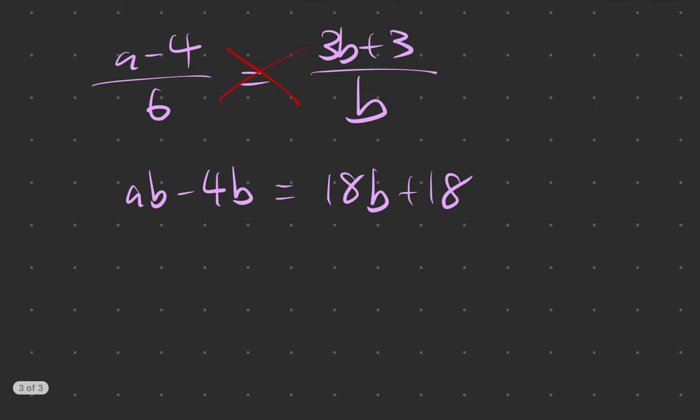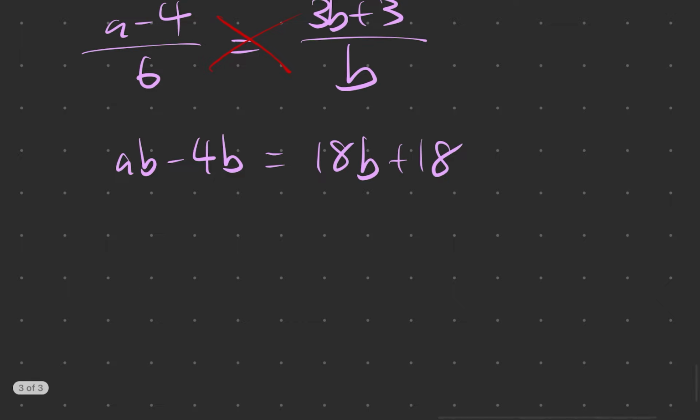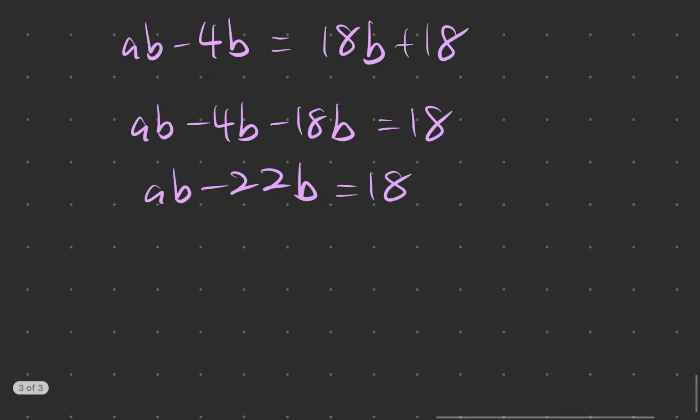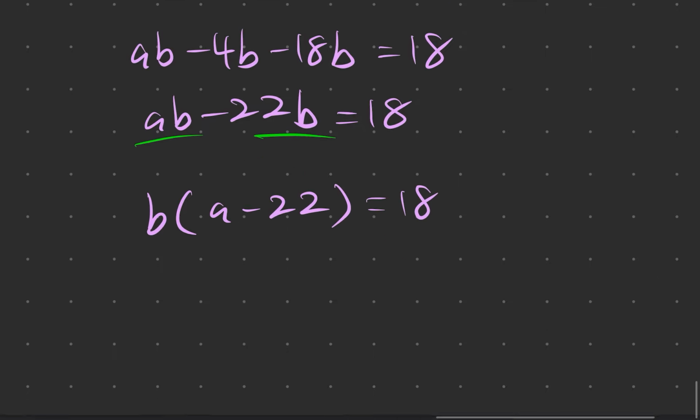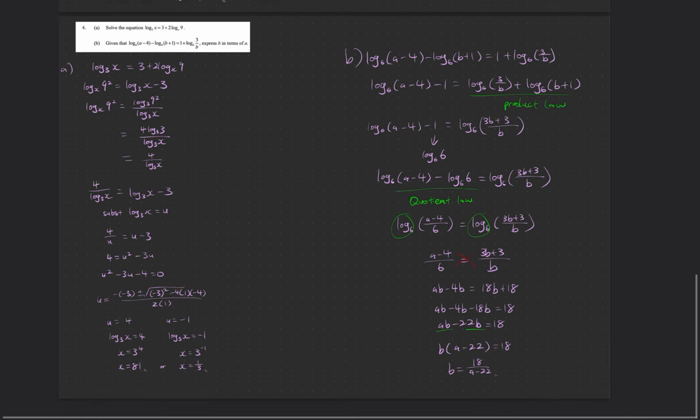Now you're probably asking how am I going to isolate the b on one side? I'm going to bring the b's to the left hand side, so I'm going to minus 18b on both sides. I'll get ab minus 4b minus 18b equals 18, so that gives me ab minus 22b equals 18. Since both of these terms have b in them, I can factorize out the b. So I'll get b times (a minus 22) equals 18. Then I can divide the a minus 22 over to the other side, so b will equal 18 over (a minus 22). There you go, that's part B.